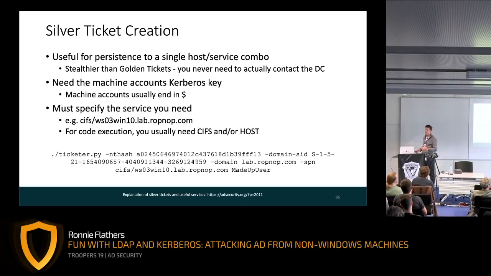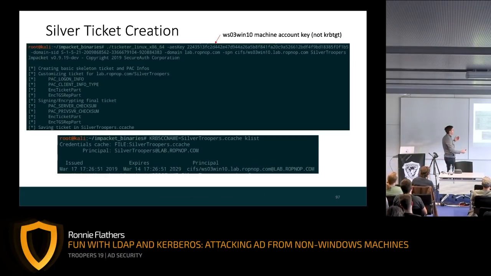You have to specify the service you need. And if you're trying to get code execution at a later date, you're probably going to want CIFS and/or host. So very, very similar looking command with ticketer. But in this case, our AES key is not KERB-TGT. The AES key is the machine account password or the machine account encryption key. And we also give it -spn for the SPNs we want to embed, or the SPNs that we want to forge the ticket for. And so in this case, I'm requesting it for CIFS, which is SMB, on WSO3 Win10. And again, a made-up username called Silver Troopers to show that it doesn't matter.